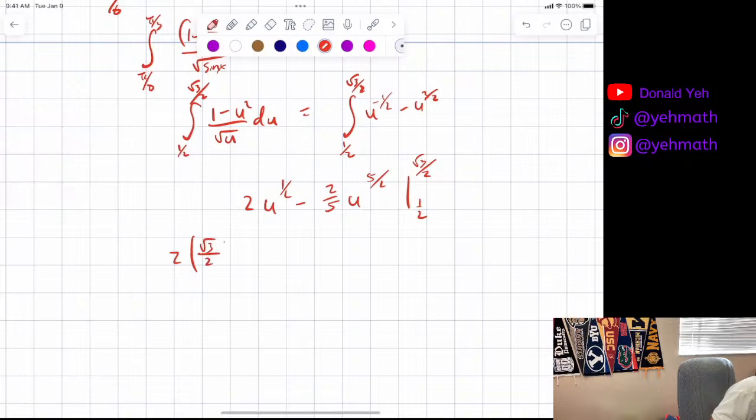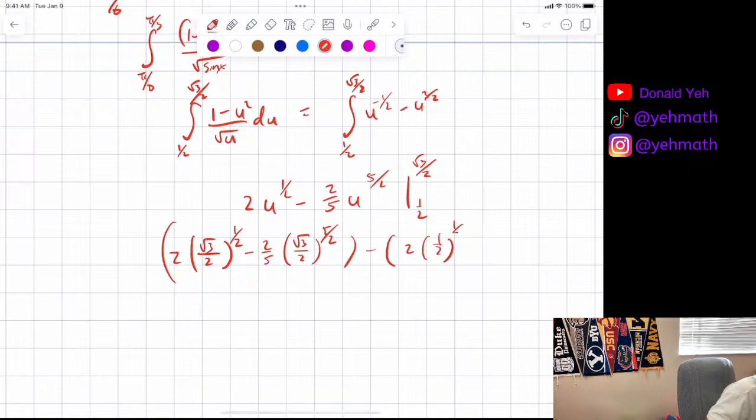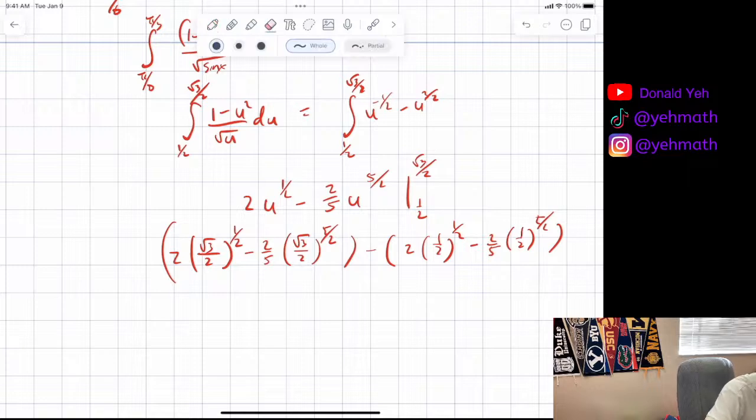Square root over 2 minus 2 over 5 square root 3 over 2 to the 5 over 2. And the minus 2 times 1/2 to the 1/2 minus 2 over 5 times 1/2 to the 5 over 2. And that, yeah, you can simplify more. It's just ugly. No, I'll take up space. Can I move on?